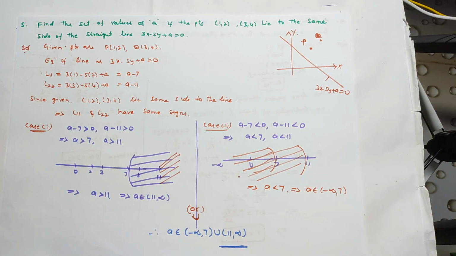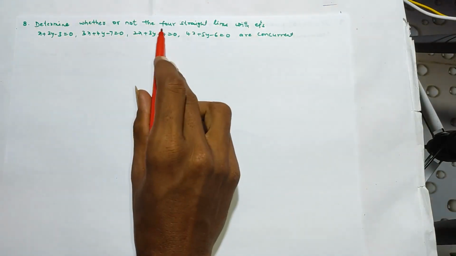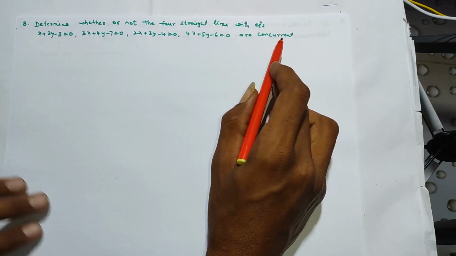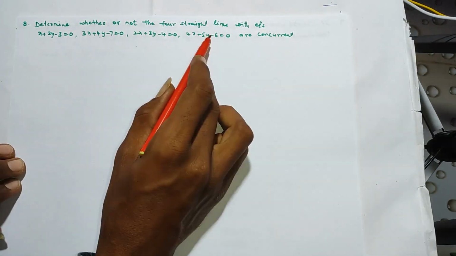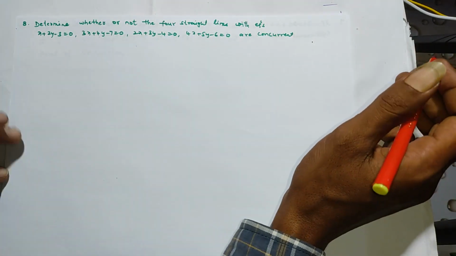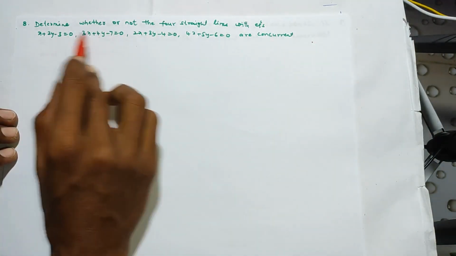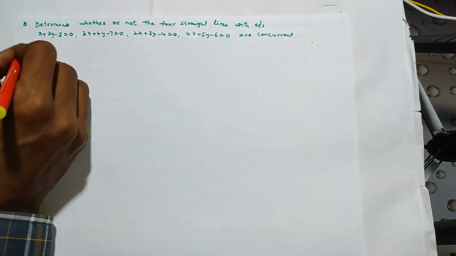Clear? Next problem. Determine whether or not the 4 straight lines with these line equations are concurrent. So we have to find whether these 4 lines are concurrent or not, which means whether all these line equations pass through the same point or not. Right? So for that, first I am finding the point of intersection of any 2 of these line equations. Clear? So for that, solution.